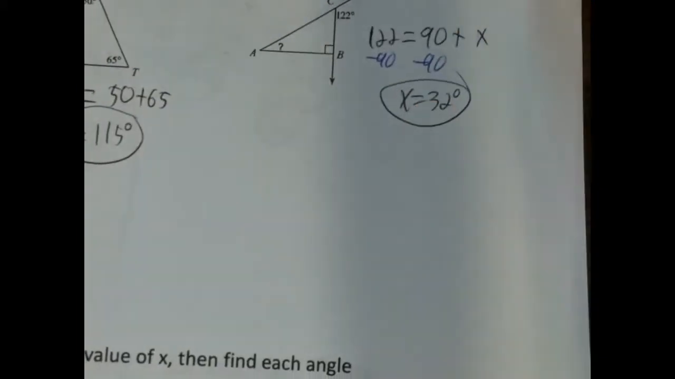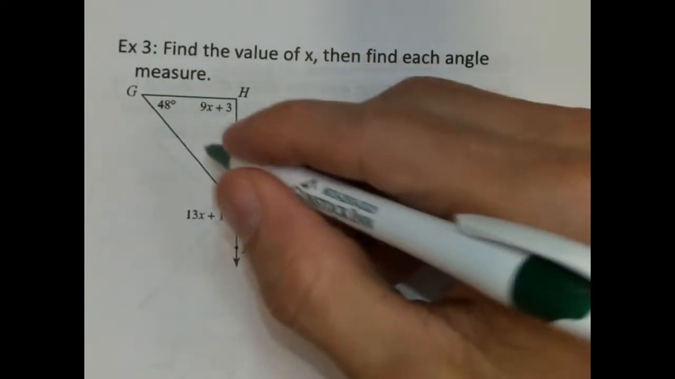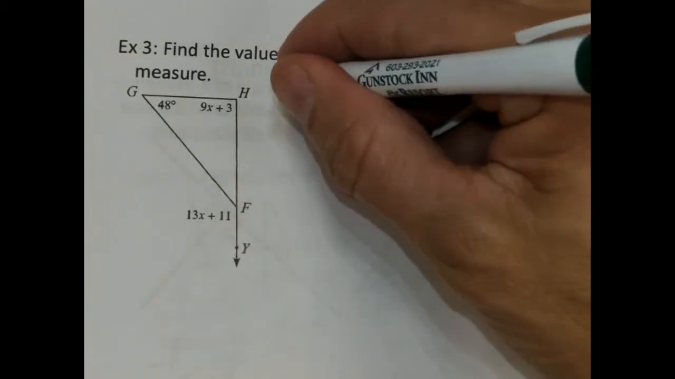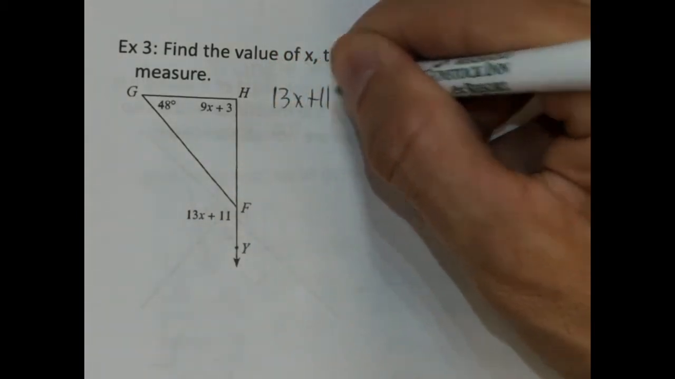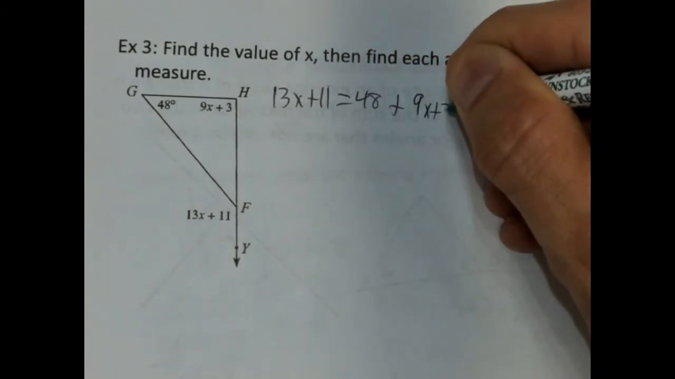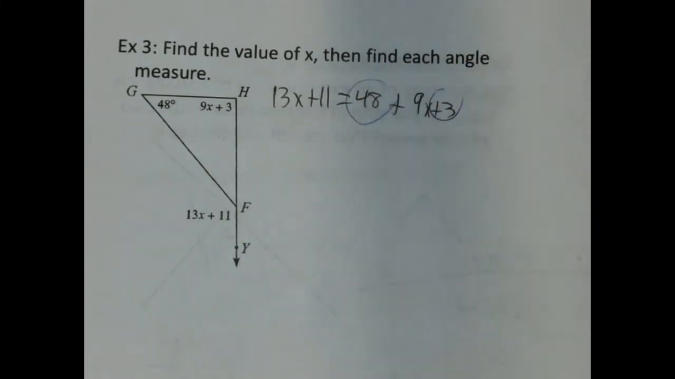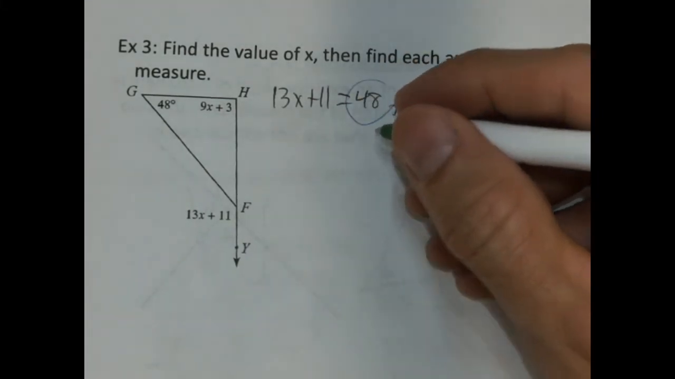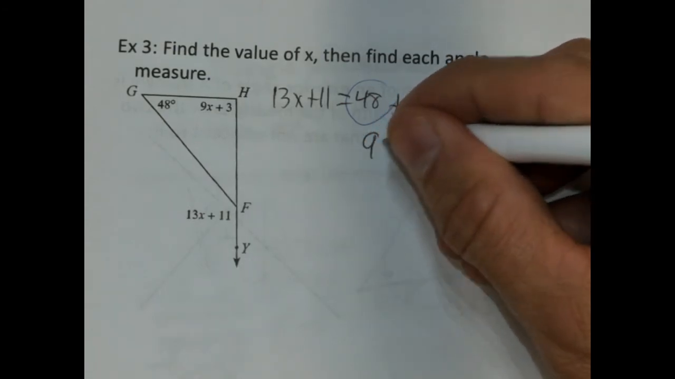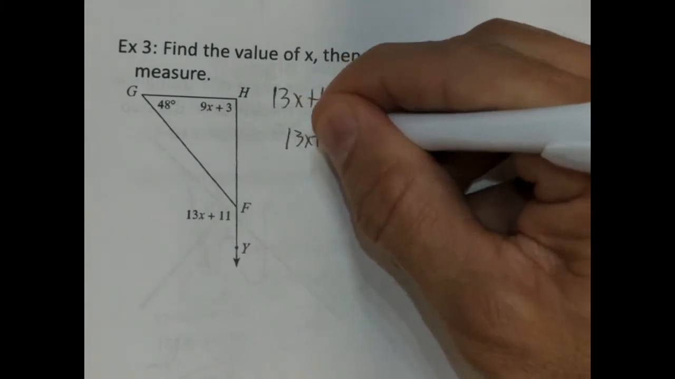Cool. Down here, similar, we need to find the variable, then plug it back in. So these two non-adjacent angles are going to be equal to the exterior angle, so 13x plus 11 equals 48 plus 9x plus 3. Let's combine these like terms here. So it's going to be 51. So 9x plus 51 equals 13x plus 11.